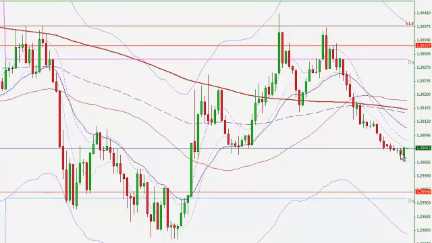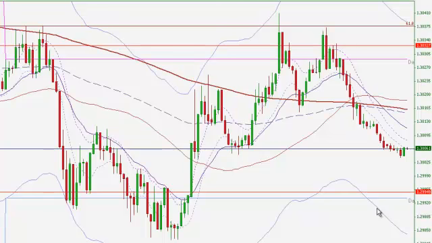If you're taking a long here at the 130 level, where are you going to take it up to? Decide that before you take the trade. Am I going to take it up to 130.40? That's going to give me 40 pips, but then where's my stop going to be? Doesn't make sense to have a 100 pip stop when you're only targeting 40 pips, does it? So I ask myself whether it makes sense to even take the trade. For my trades to make sense, I would like to see at least double the amount of pips in the target than in the stop.